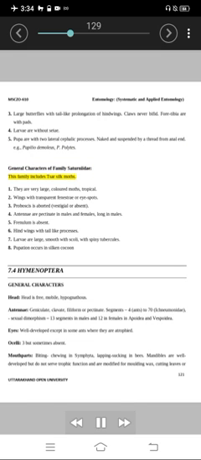1. They are very large, colored moths, tropical. 2. Wings with transparent fenestrae or eye spots. 3. Proboscis is aborted, vestigial or absent. 4. Antennae are pectinate in males and females, long in males. 5. Frenulum is absent. 6. Hind wings with tail-like processes. 7. Larvae are large, smooth with scoli, with spiny tubercles. 8. Pupation occurs in silken cocoon.